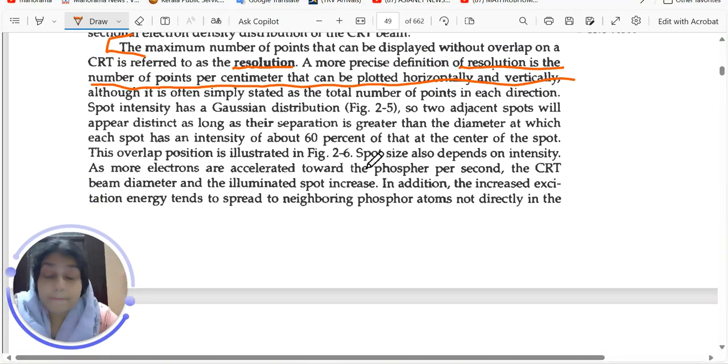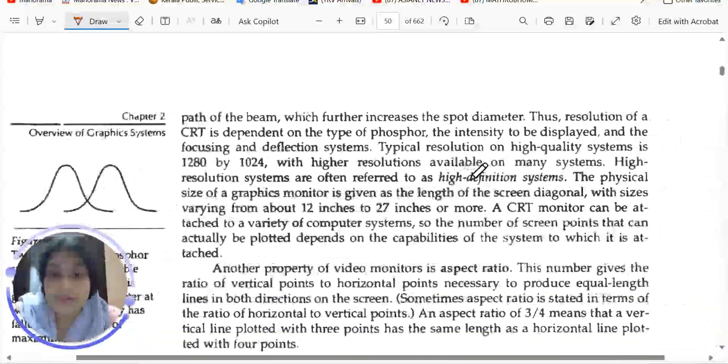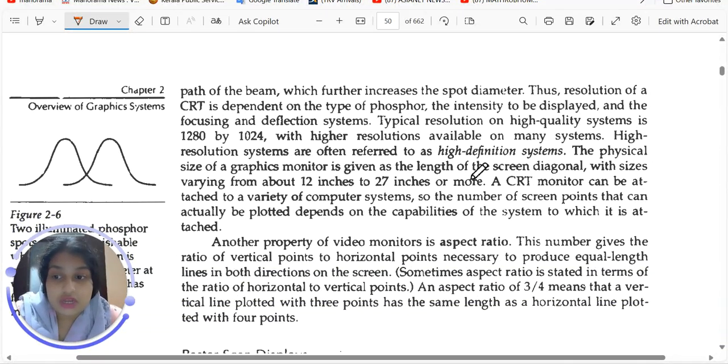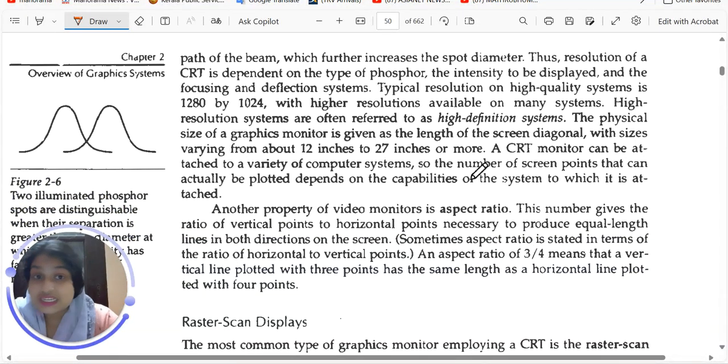Spot size also depends on intensity. As more electrons are accelerated towards the phosphor per second, the CRT beam diameter and the illuminated spot increase. In addition, the increased excitation energy tends to spread to neighboring phosphor atoms not directly in the path of the beam, which further increases the spot diameter. Now, the resolution of a CRT is dependent on the type of phosphor.